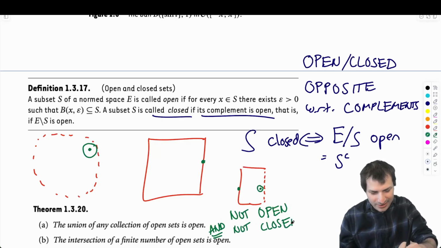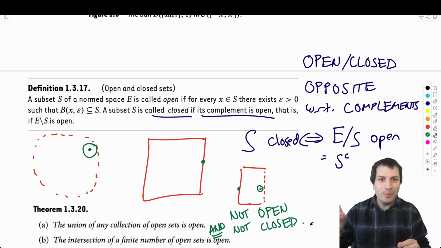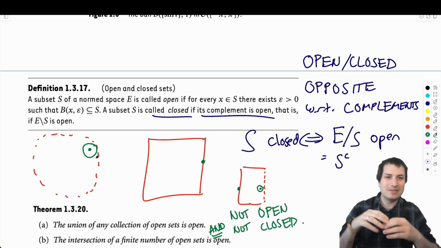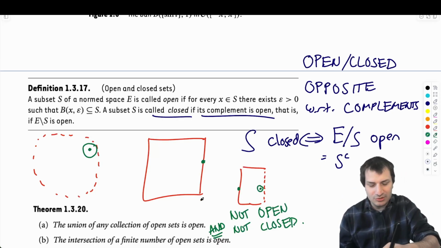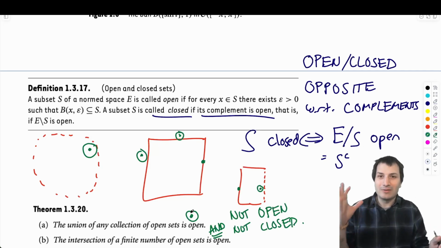Okay, you might know this stuff very well from your previous analysis class, and that is great. Open means you can fit a little ball around every single point. Closed means the complement is open. And indeed, in this little square that I've drawn over here, the complement is open because for any point, you can always fit a little ball no matter where you pick a point. All right, that's open and closed.